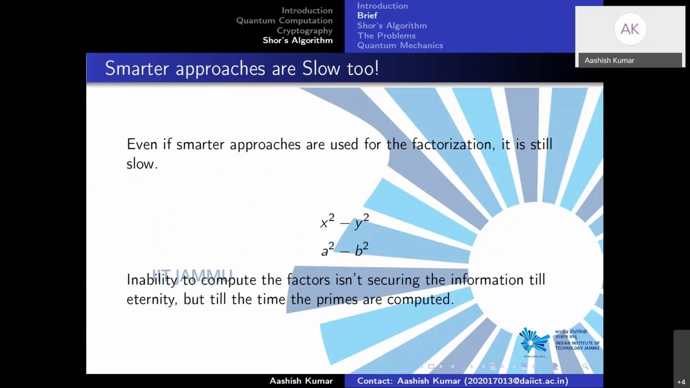Even if he uses some smart approaches to find the factorization, it will still be slow. So this inability to compute the factors isn't actually securing the information till eternity, but only till the time the primes are computed, which is right now really high.